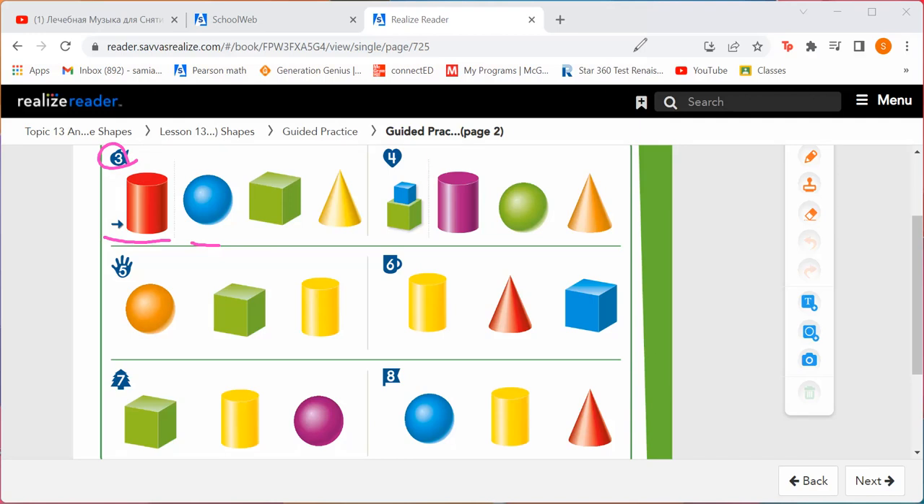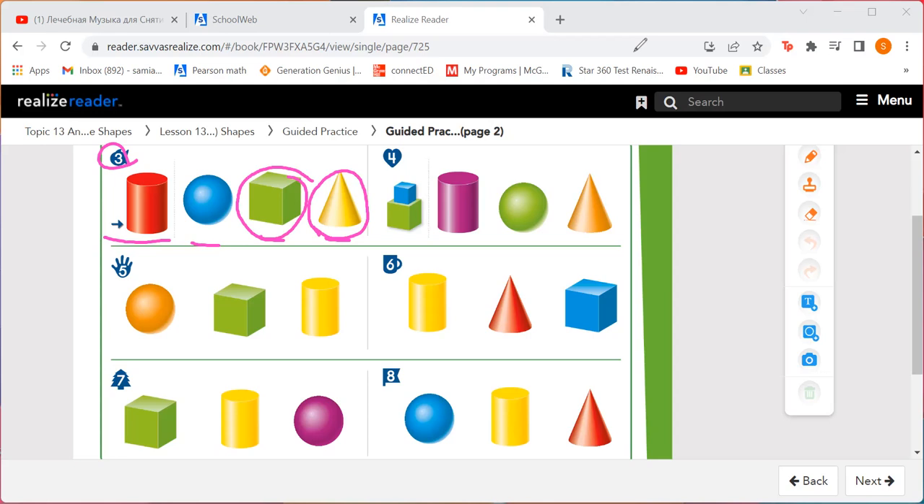It does not have a flat surface to slide. How about this cube? Does it slide? Yes, so we are going to put a circle around the cube. Let's look at the cone. Does this slide? Does it have a flat surface? Yes, it does. It does slide, so we are going to circle it.